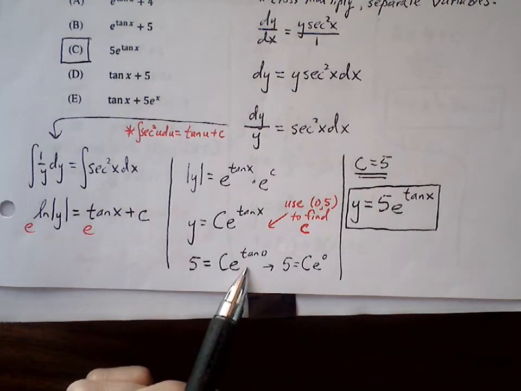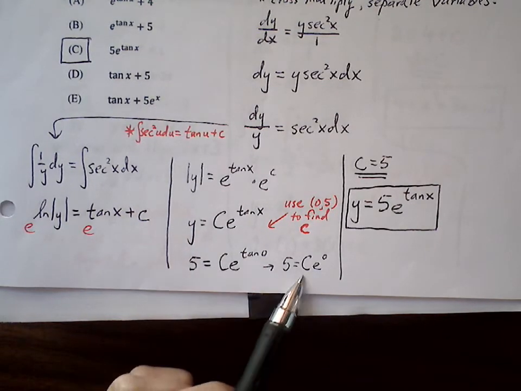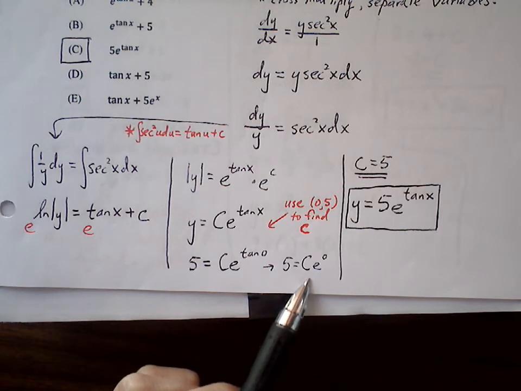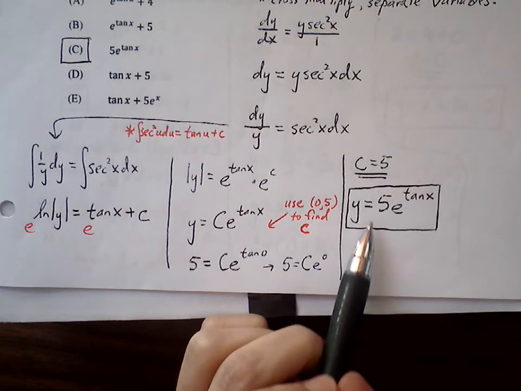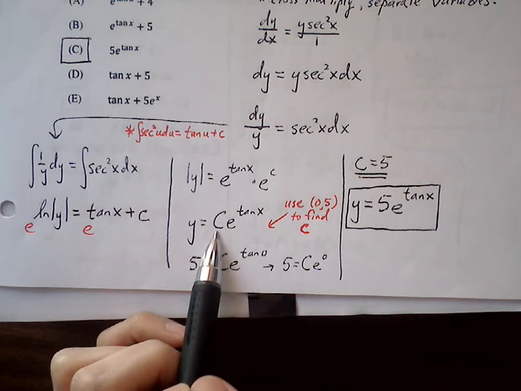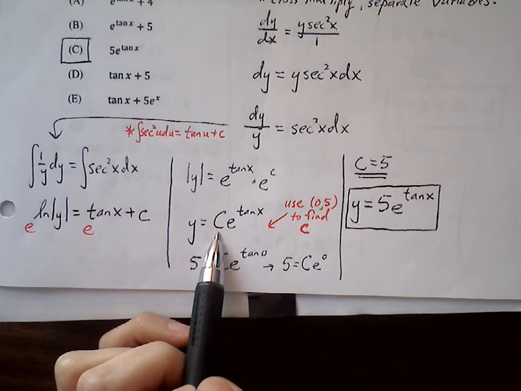Let's see where that takes us. Tangent of 0 is just 0. E to the 0 is 1. So c times 1 is just c. c equals 5. Once I have my c value, I'm going to update my general equation from general to specific. Replace the c with 5.